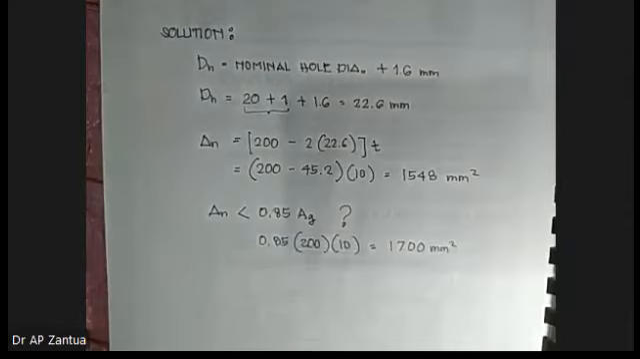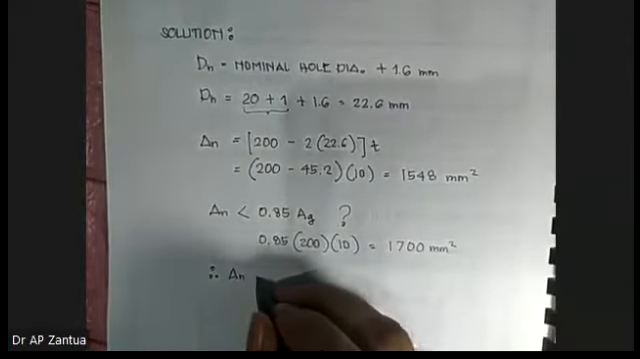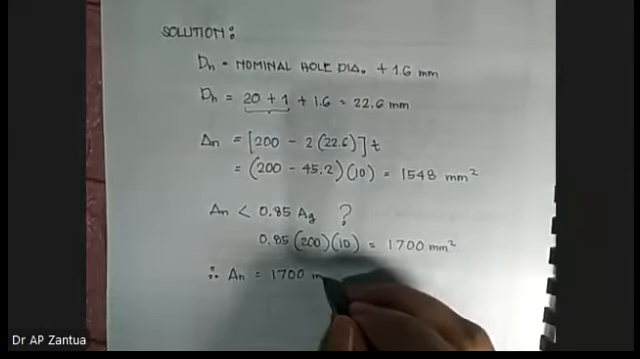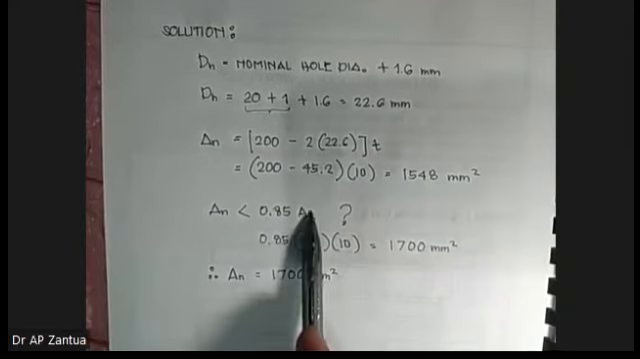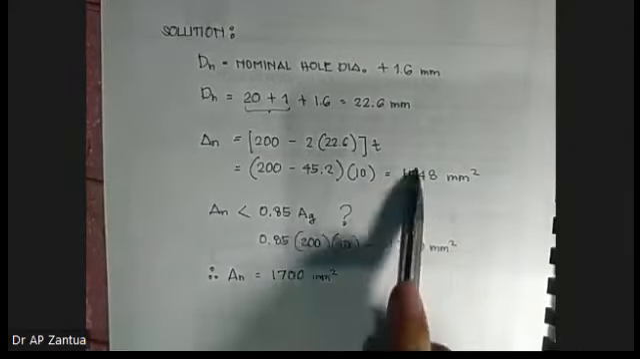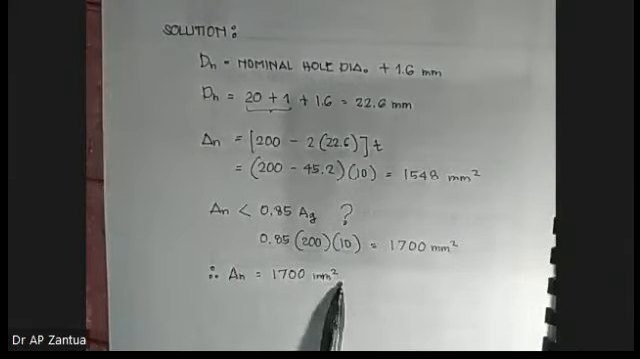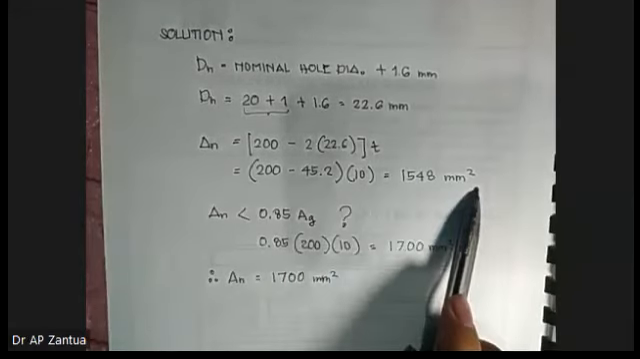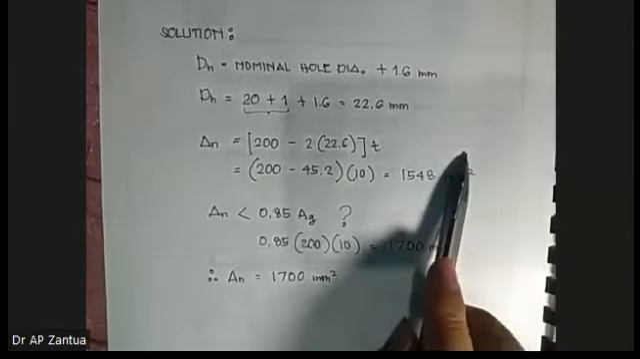It satisfies the condition. Therefore, we have the final answer, 1,700 mm squared, because that must be satisfied. So, this is the bigger of the two. So, 1,700 instead of using 1,548. If this one is bigger than this one, we have to use that.